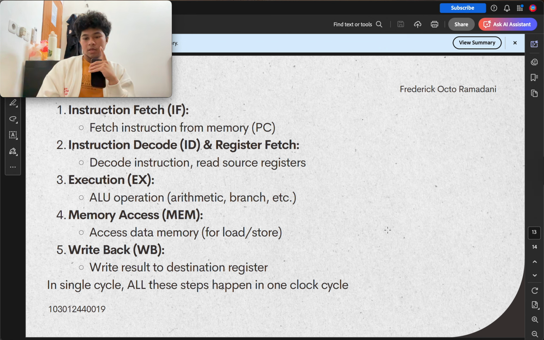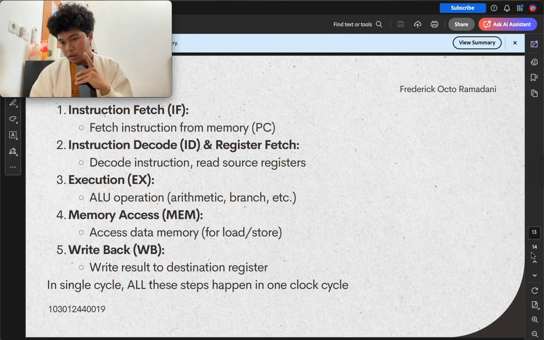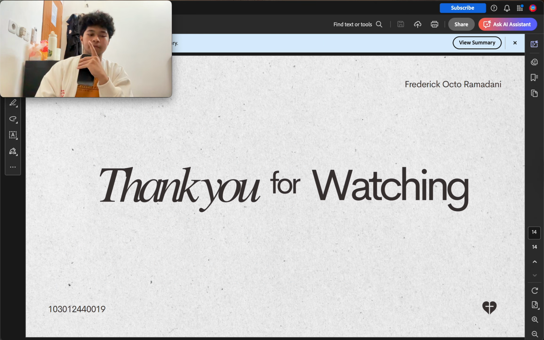Maybe that's enough material for today. Thank you for watching this video, and that's an overview of the MIPS single cycle architecture: its concept, benefits and drawbacks, main components, instruction formats, and how instructions are executed. Understanding this model is a really great foundation for exploring more advanced CPU designs in the future.